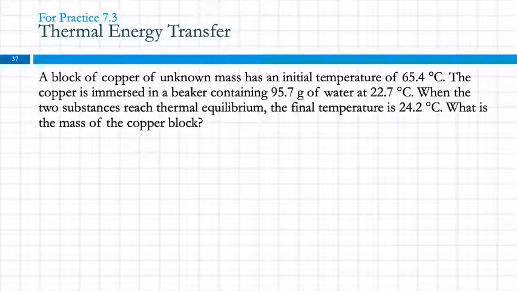So let's do an example. Block of copper of unknown mass has an initial temperature of 65.4 degrees Celsius. The copper is immersed in a beaker containing 95.7 grams of water at 22.7 degrees Celsius. When the two substances reach thermal equilibrium, the final temperature is 24.2 degrees Celsius. What is the mass of the copper block?